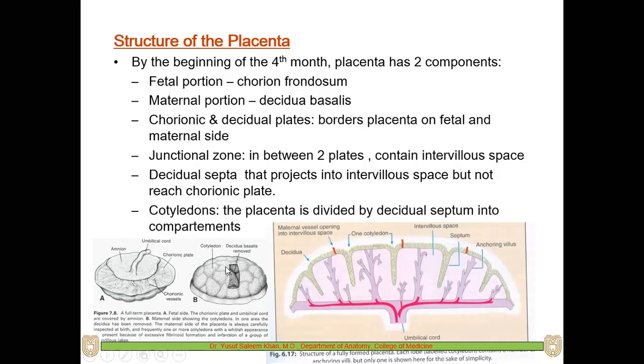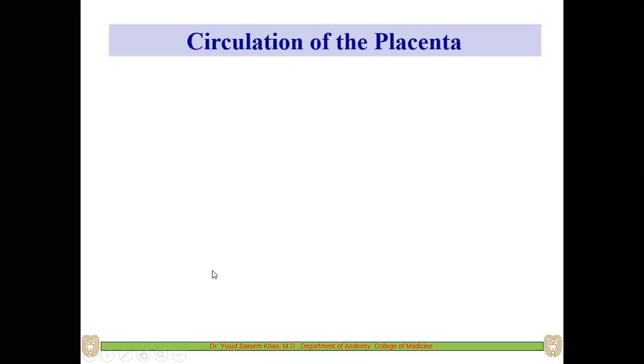This is seen from the maternal side, because from the fetal side it will be very smooth, covered by amnion. How do you identify? By the presence of the umbilical cord. The umbilical cord will be present toward the fetal side, not the maternal side. On the maternal side, you can see the cotyledons, what you are seeing here.